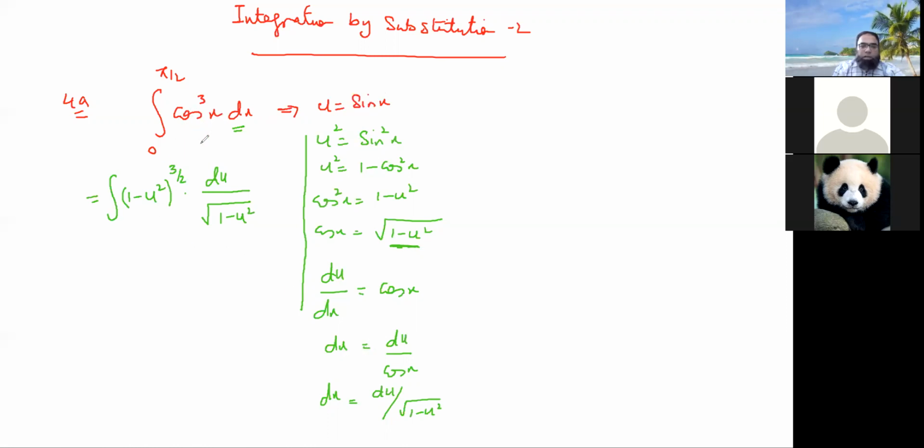Okay, now it's the turn of the limits. So you have u equal to sine x. So when your x is 0, this u is going to be sine 0. That means your u is going to be 0. So this is going to be 0 over here. Now when your x is pi by 2, u is equal to sine pi by 2, so that means this u is going to be 1. So the limits which were from 0 to pi by 2, now these limits are from 0 to 1.